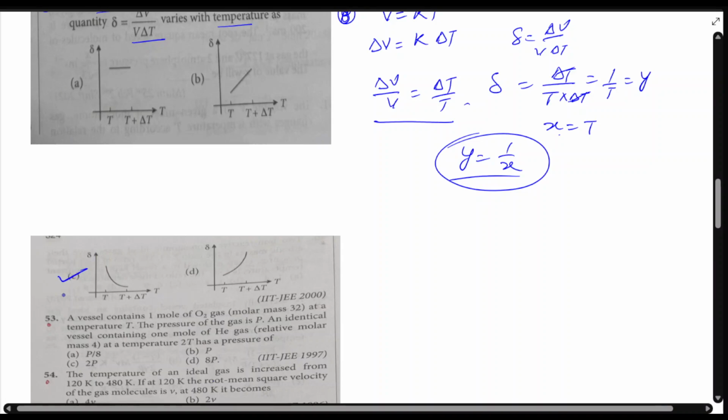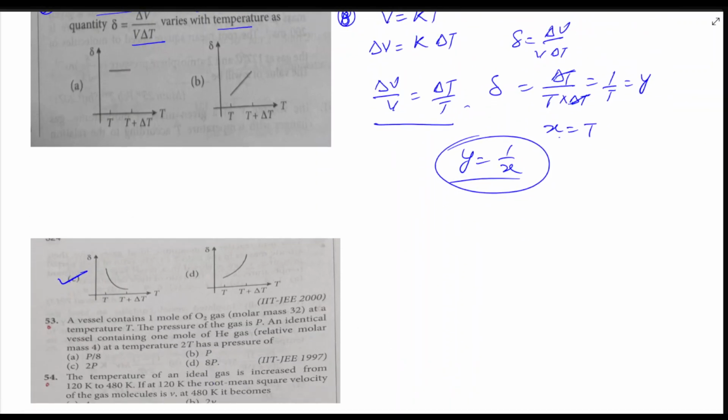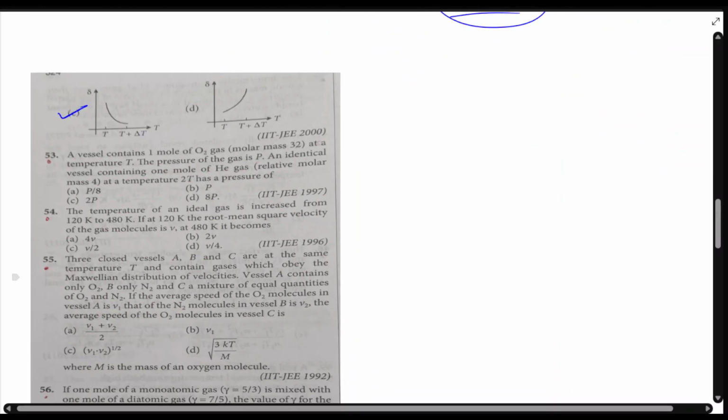Okay. So C will be the option. Quite easy question, right? Okay, perfect. Let's move on to our ninth question.